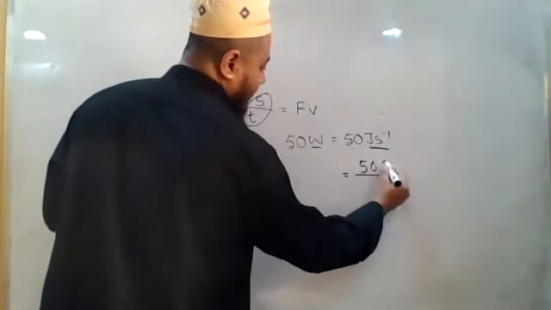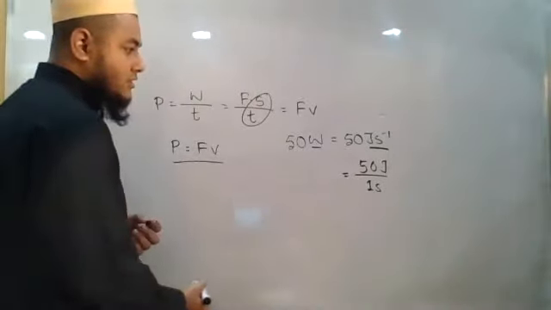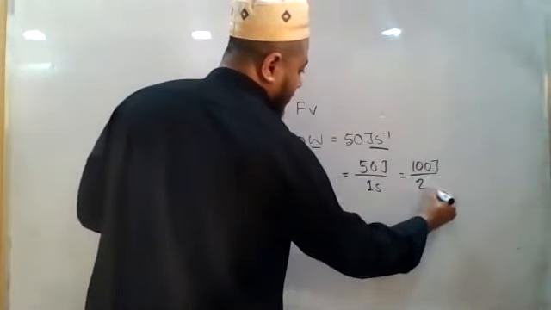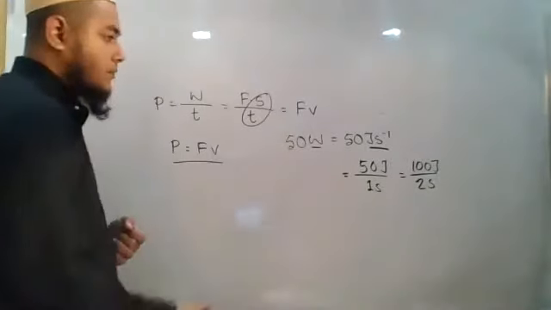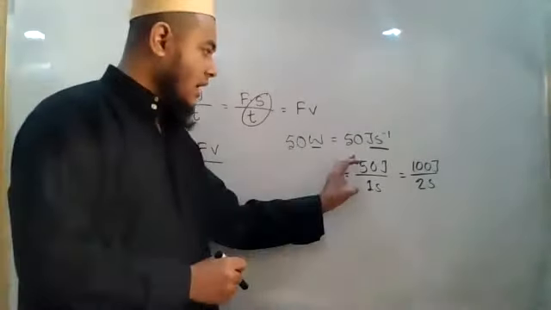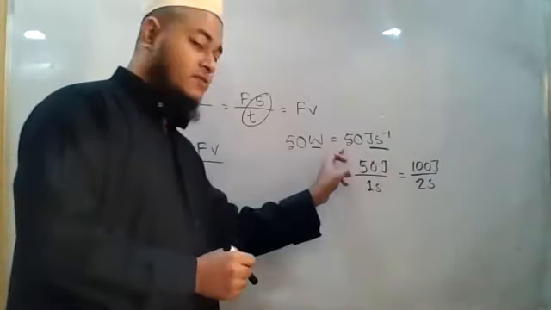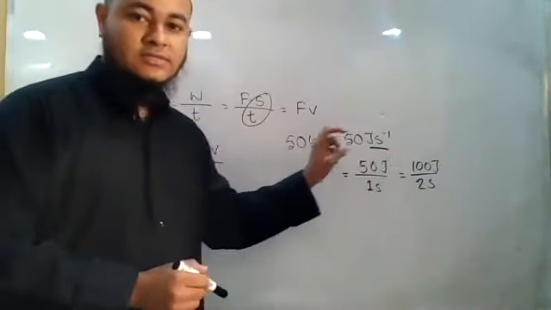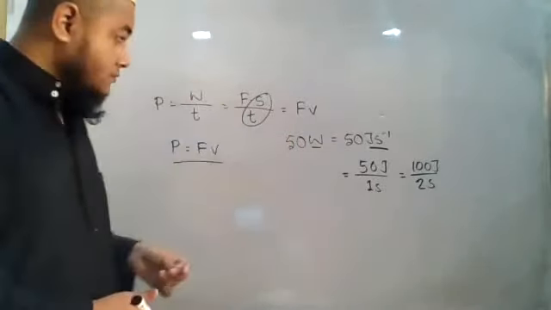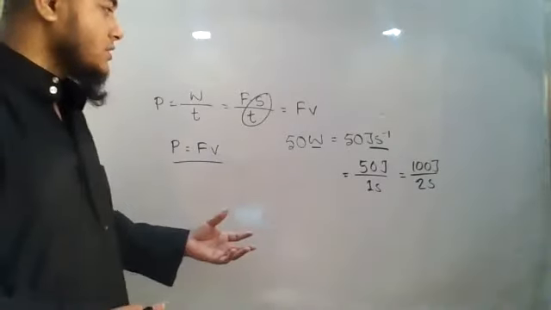So 50 joule per second, what does it tell you? It may be 50 joule in 1 second, right? Or I can write 100 joule in 2 seconds. I can write many ways like this as long as the answer is 50. 50 divided by 1 gives you 50, 100 divided by 2 gives you 50, right?